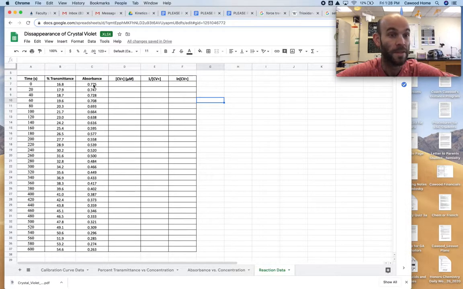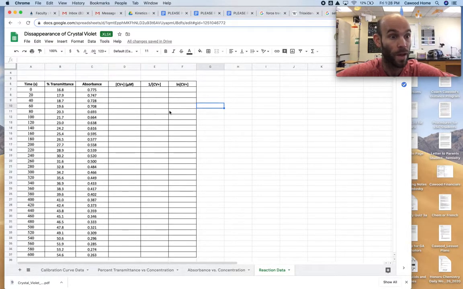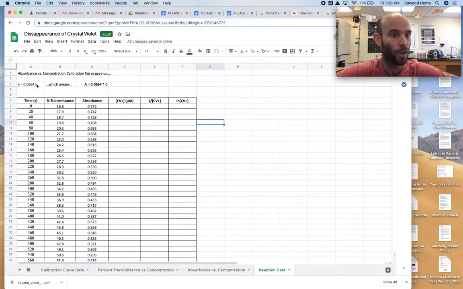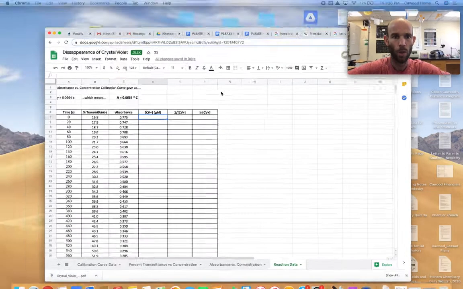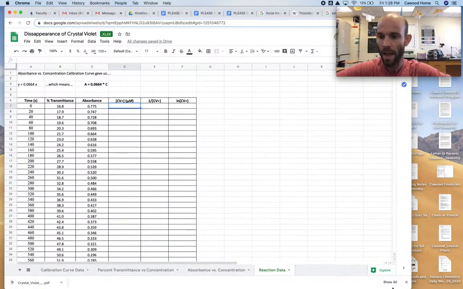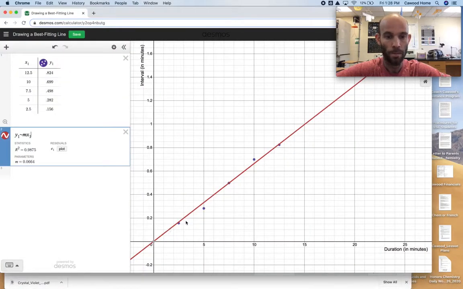But I've got the transmittance, and I've already found the absorbances. So what we can do with this data is determine the concentration of crystal violet at every moment over the course of the reaction. And that's because our calibration curve gave us that absorbance equals 0.0664 times the concentration in micromolarity. So if we want to find the concentration, it's going to be the absorbance divided by the slope of that line, which I've hidden here. So divided by the slope of this line, 0.0664.